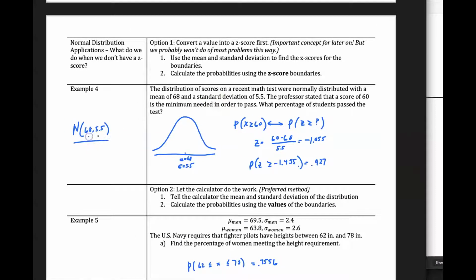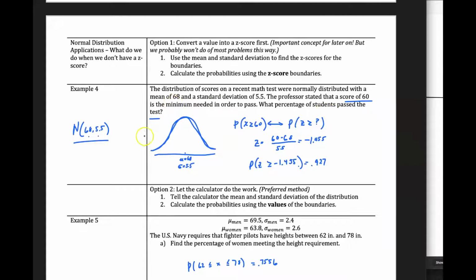Mean is 68, standard deviation is 5.5. And so the data, we don't have all the data, I just know its mean and standard deviation, and I know that it's normally distributed, so it's going to follow that form. And so then we can answer a question like this: what percentage of students passed the test if the professor stated that 60 was a passing score?